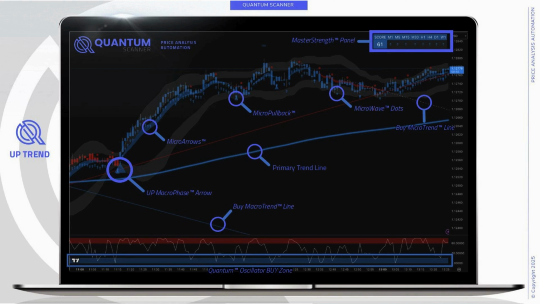To identify specific trade entry opportunities, utilize the micro arrows, the micro pullback tool, and the microwave dots, which follow and track each of the small pivot points in the market to enhance your ability to see key turning points in the trend.